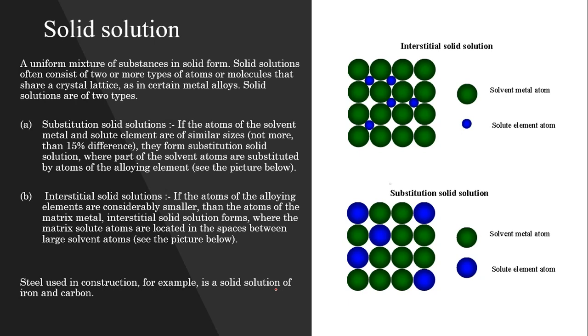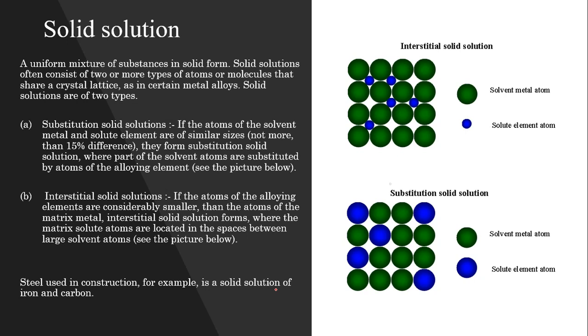A solid solution often consists of two or more types of atoms or molecules that share a crystal lattice, as in certain metal alloys. Solid solutions are of two types. The crystal lattice we already discussed. We have seen what a crystal lattice is and how it is formed. A crystal lattice is a geometrical arrangement of unit cells, and a unit cell is an arrangement of atoms at the corners of a cube. In simple words, it is the smallest unit of a material, the smallest unit of an element.